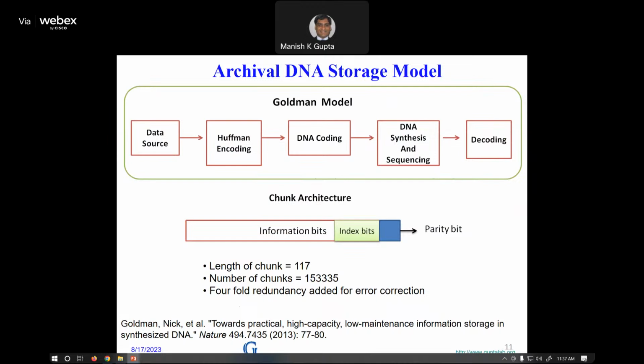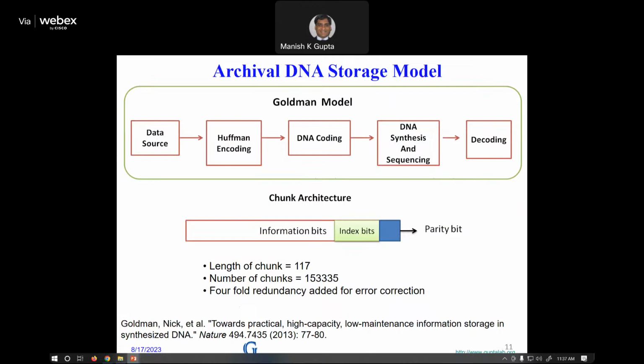Now, the Goldman model. Remember there the length of chunk was 115. Here they also added parity bits on the information bits, index bit, and parity bit. Parity bit is like a checksum, right? So you compute this. Here the length of the chunk was 117, the number of chunks was this much, and they used 4-fold redundancy for error correction. This is something very unique. They have the error correction capability. I'll show you how.